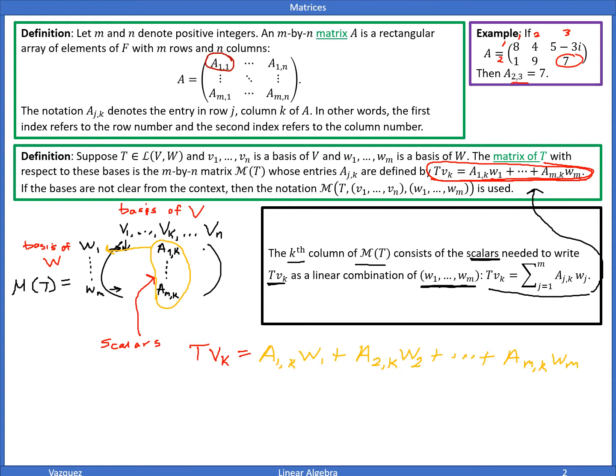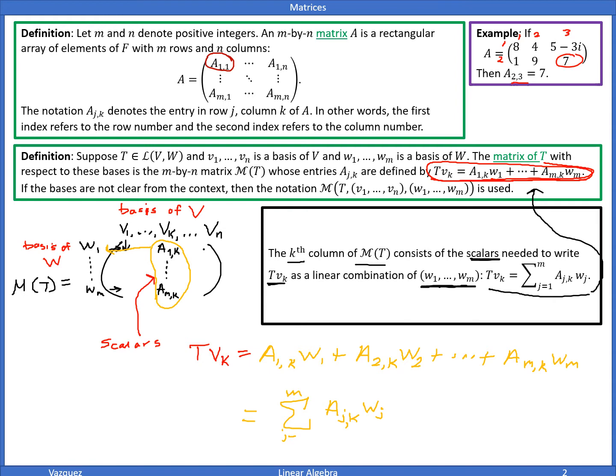So that's how we're defining the entries of matrix A. And this again can just be rewritten as the sum from 1 to M of all the components of that respective column times the basis vector of W, or our image vector space. That was said poorly, but I hope you know what I mean. So that's what we mean.